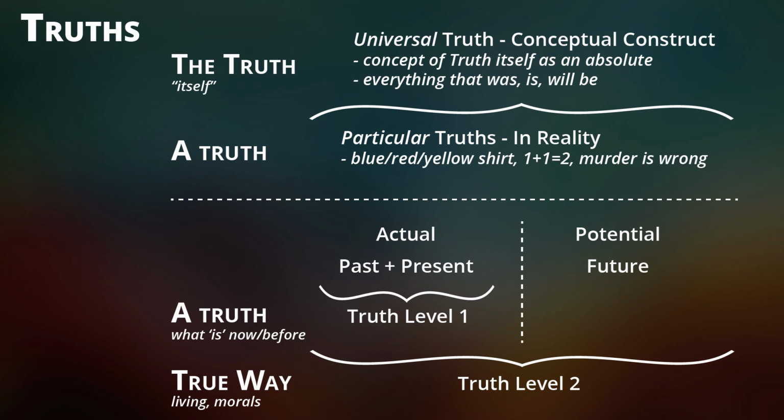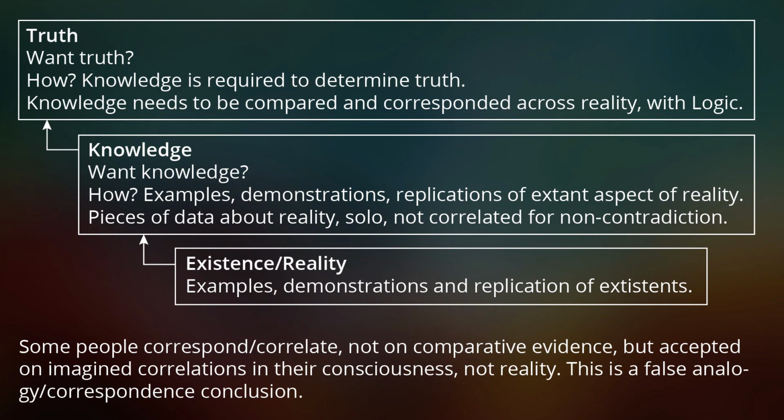Infographic number 13, a little extra explanation to elaborate upon how we go from existence to knowledge to truth, which I've been explaining since the beginning of this presentation. So if you want truth, how do you get to truth? Knowledge is required to determine truth. So you need knowledge to be compared and corresponded across reality with logic. So if you have knowledge, then do you want knowledge, and how do you get knowledge?